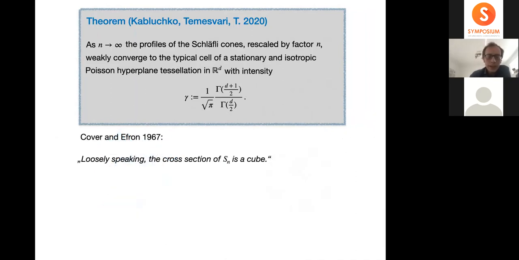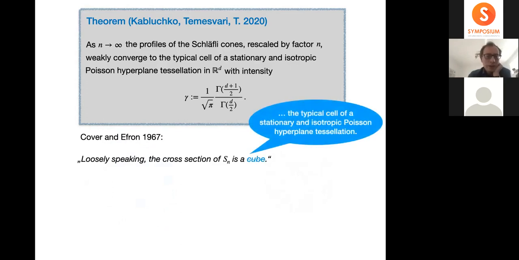So let's come back to the paper of Zakhar and Efron. They say, loosely speaking, the cross-sections of the Schläfli random cones are cubes. Well, this is not entirely correct. The cross-sections are not cubes. They are typical cells of stationary and isotropic Poisson hyperplane tessellations.